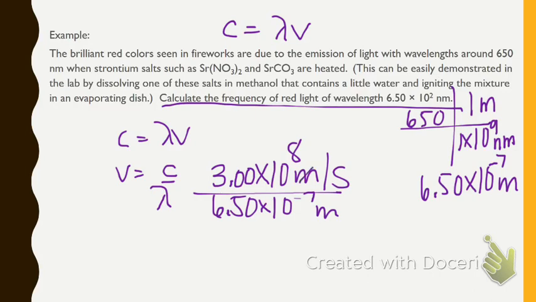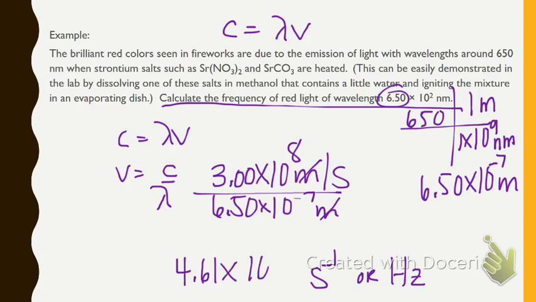That was meters per second, so meters cancel with meters. So we're going to be left with second to the minus 1, or hertz. And I need 3 significant figures, so it should be 4.61 times 10 to the 14 hertz. Okay? So that's how you do the speed of light equation.